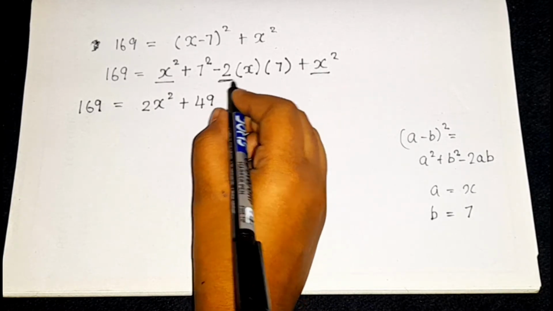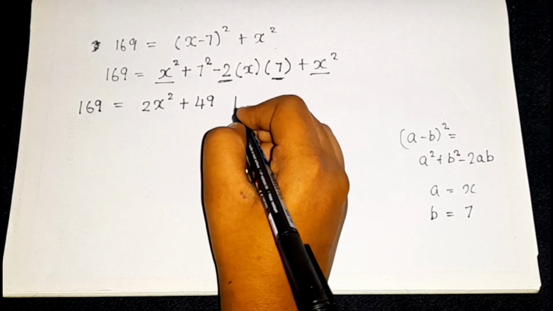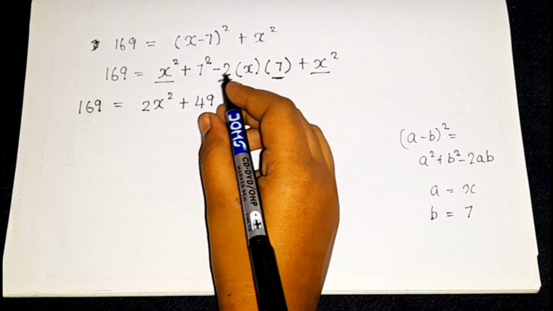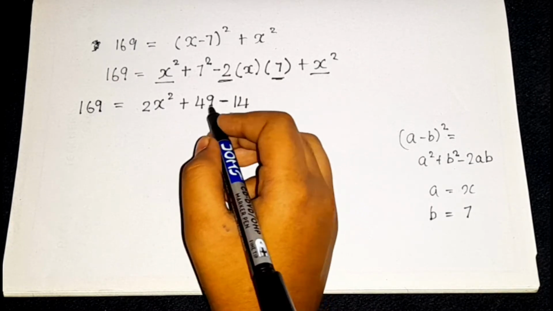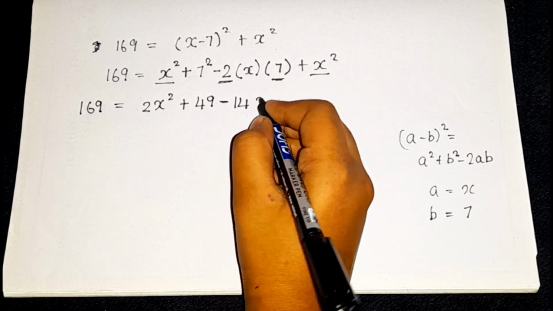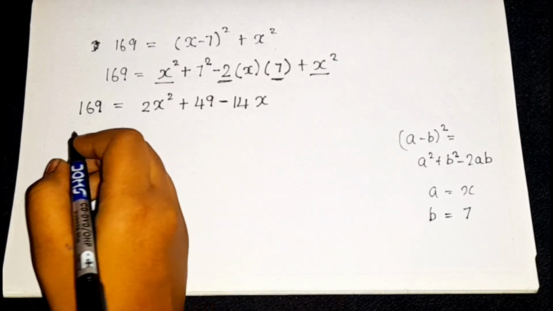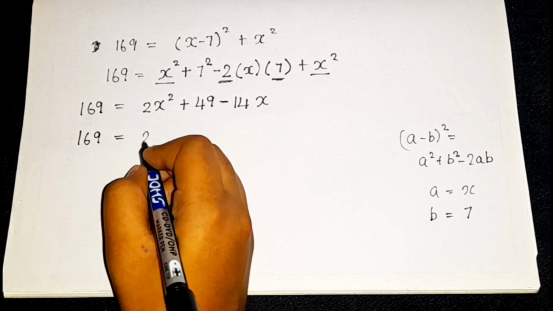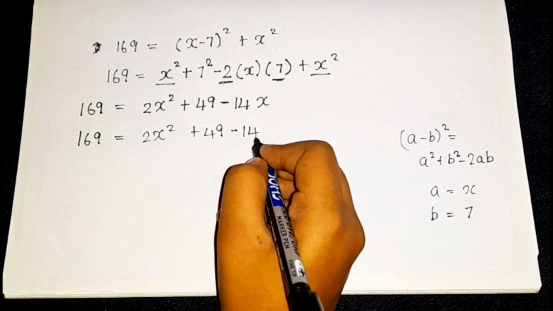First of all, let us multiply the numbers. So 7 2s are 14. Now let us write the 14 as it is. And here we have minus, am I right? So minus into plus is minus. When we multiply the sign, we will get the answer. Then we have only one x, you can just write it as it is. Now x square we already solved, so no need of that x square anymore. So 169 is equal to 2x square plus 49 minus 14x. So this was the value.